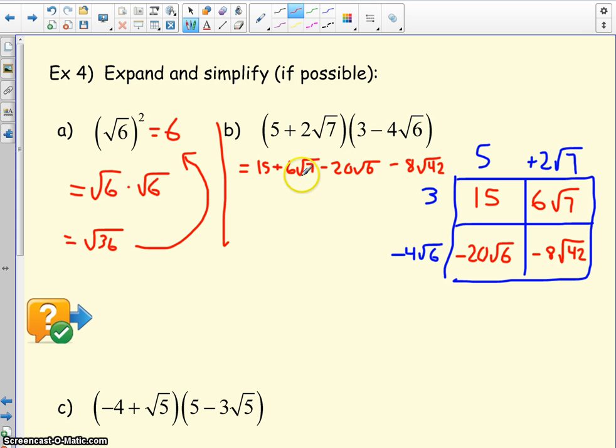However, I should check to make sure all these roots are in lowest terms. So 7's prime, they can't break that down any further. 6 has no perfect squares inside of it. And if we look at 42, well, if you think about it, we got 1, 4, 9. None of these go in there, right? So 1, 4, 9, 16, 25. Then we're getting too big.